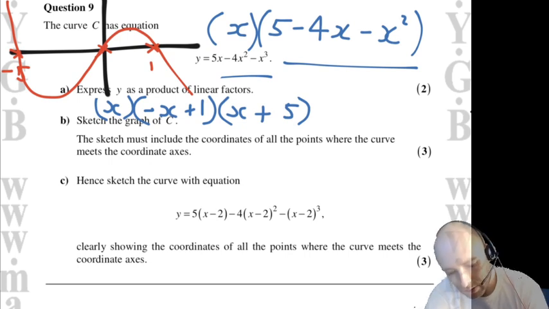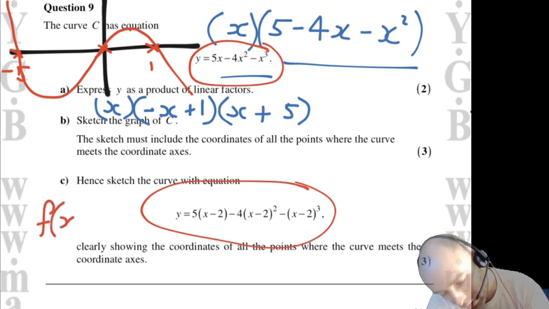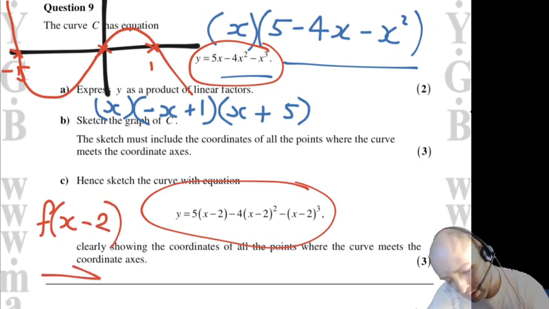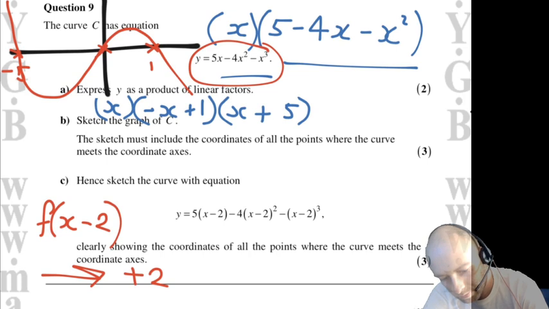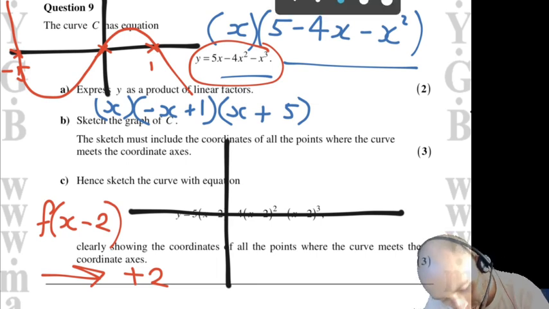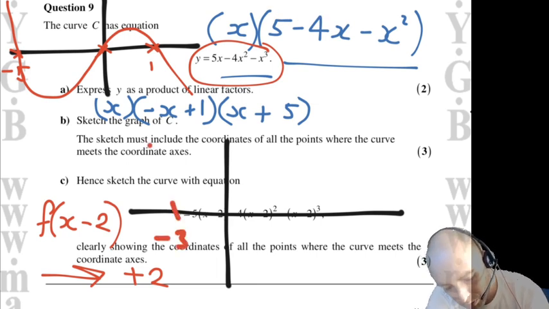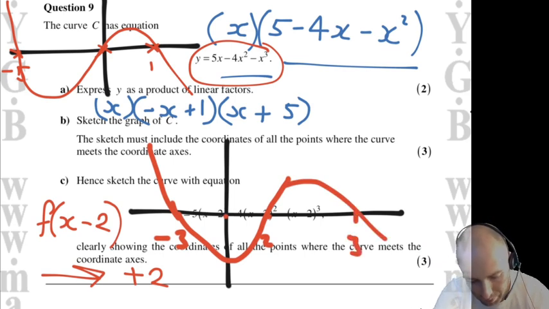Let's sketch this curve. So this curve is the same curve as before, but we've changed all the x's into x minus 2. So this, in other words, is f(x - 2), which means translate it to the right by 2. So all those points are going to move to the right. The point that was at minus 5 is now going to be at minus 3. The point that was at 0 is now going to be at 2. And the point that was at 1 is now going to be at 3. And that's it. We ought to work out where it crosses the axis.